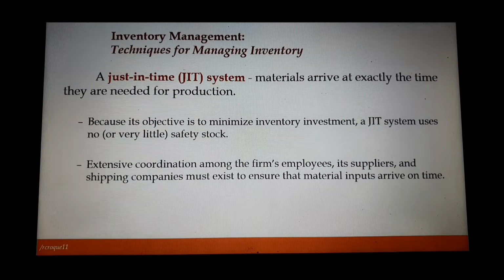Number one is dapat may extensive coordination among the firm's employees. So dapat alam ng mga employees kailan talaga nila gagamitin yung materials na yan so that it could be communicated with the suppliers. At si supplier, dapat kabisado na niya kung kailan to dapat dumating sa company. So, even the shipping companies, dapat may extensive coordination with the other players in JIT system, and that would ensure that materials inputs will arrive on time.